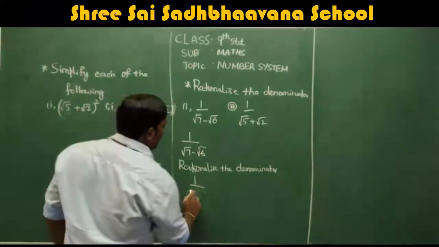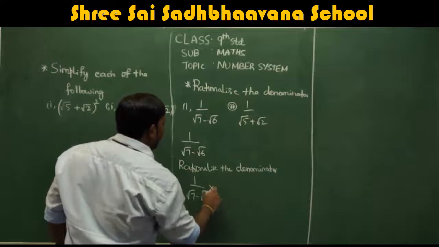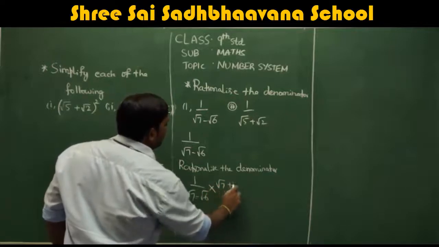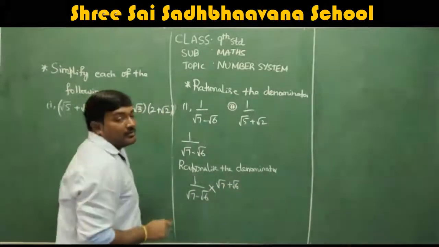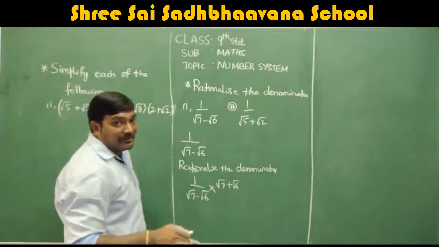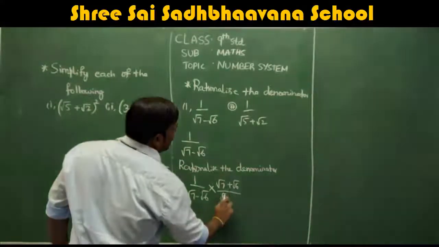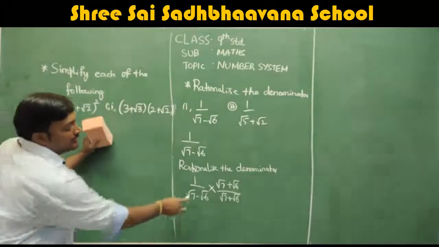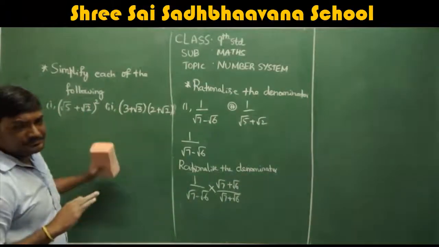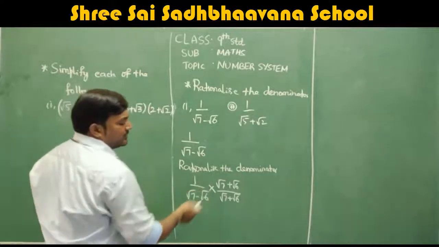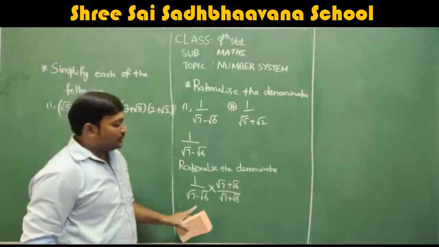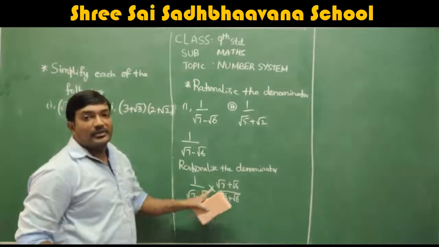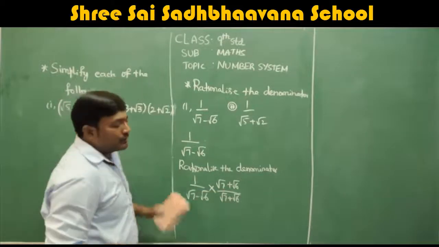So 1 by (root 7 minus root 6) into what? If you have a negative in the denominator, meaning root 7 minus root 6 is there, you should take root 7 plus root 6. You write the same numbers there, but just reverse the sign. If minus is there, you take plus; if plus is there, you take minus. That is all you have to do.